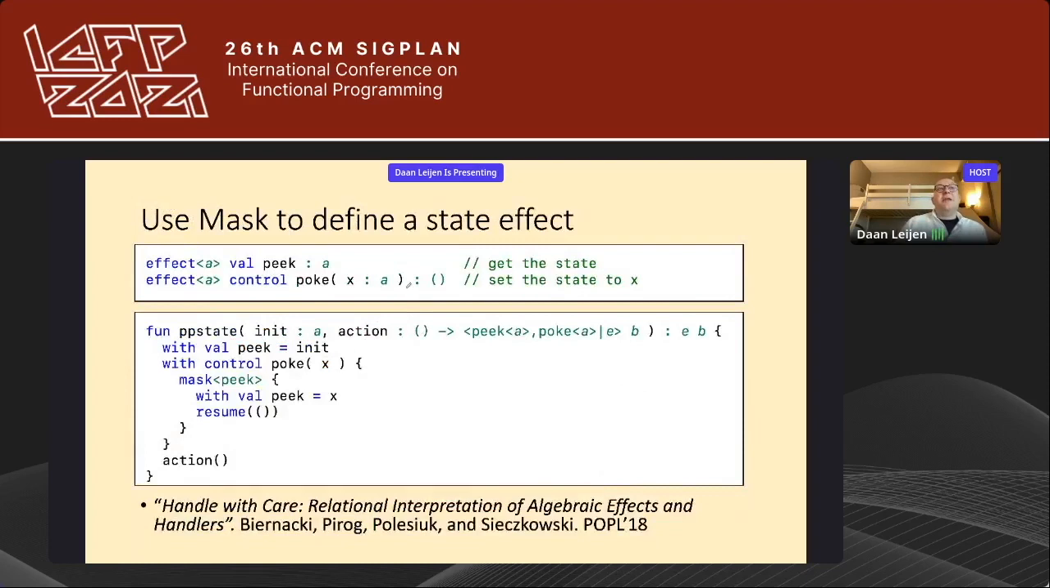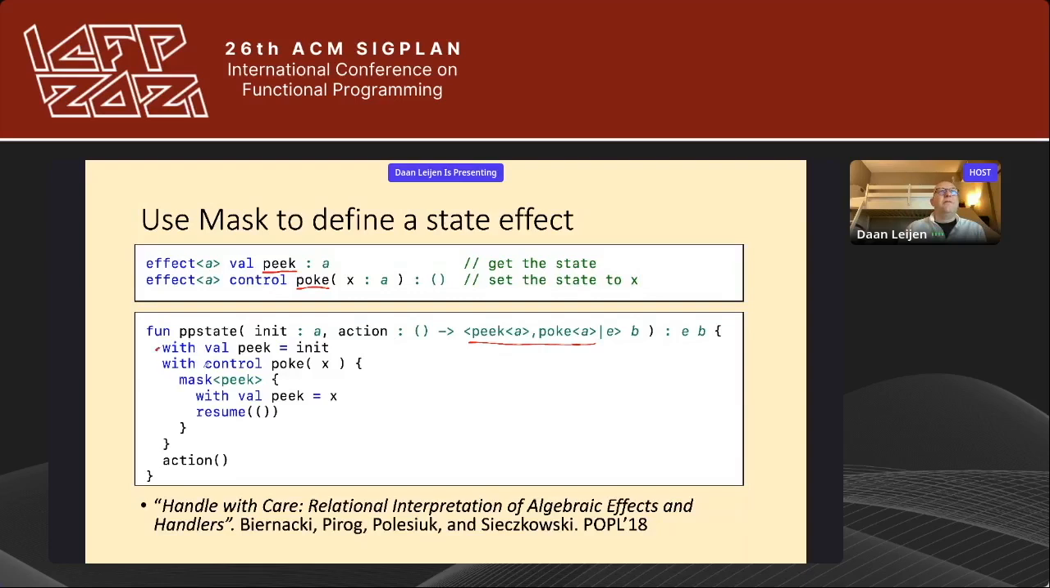So an interesting use of mask was shown by Bernacchi, Pirog, and Poppel in 2018: "Handle with care: relational interpretation of algebraic effects and handlers." They define state in two parts, one to read the state, peek, and one to update the state, poke. And actually it's two separate effects, right? So the state consists of two things. And how do they do it?